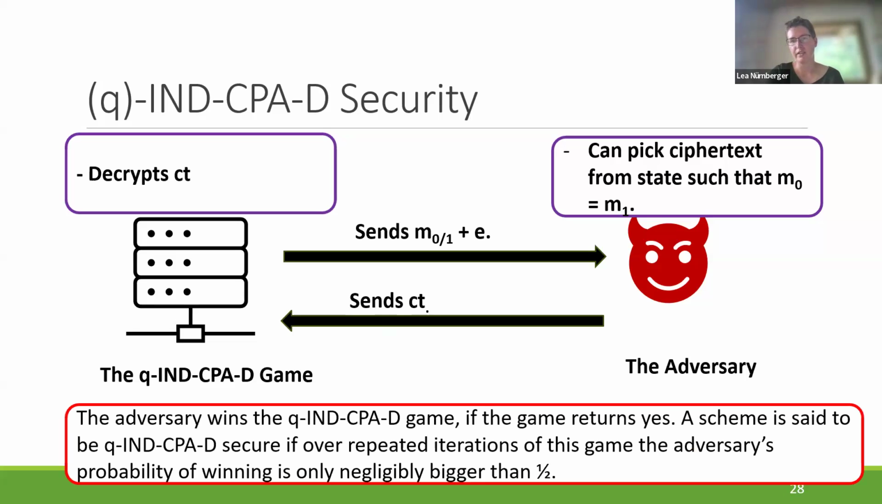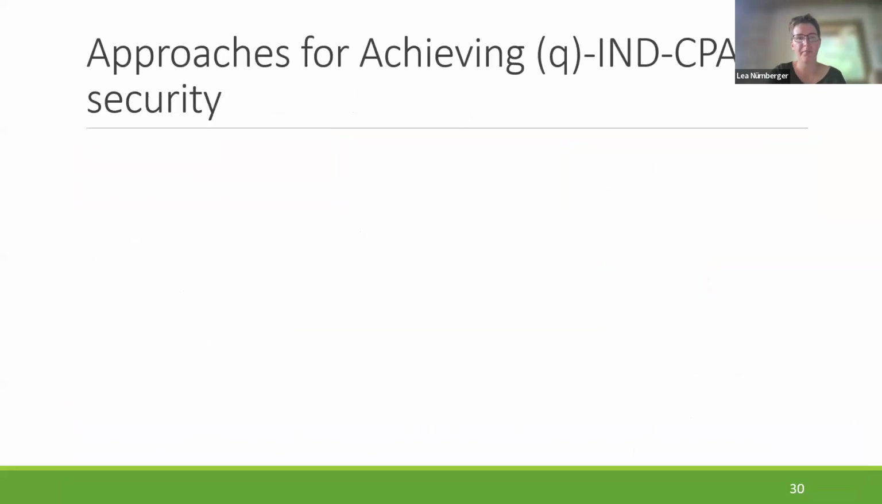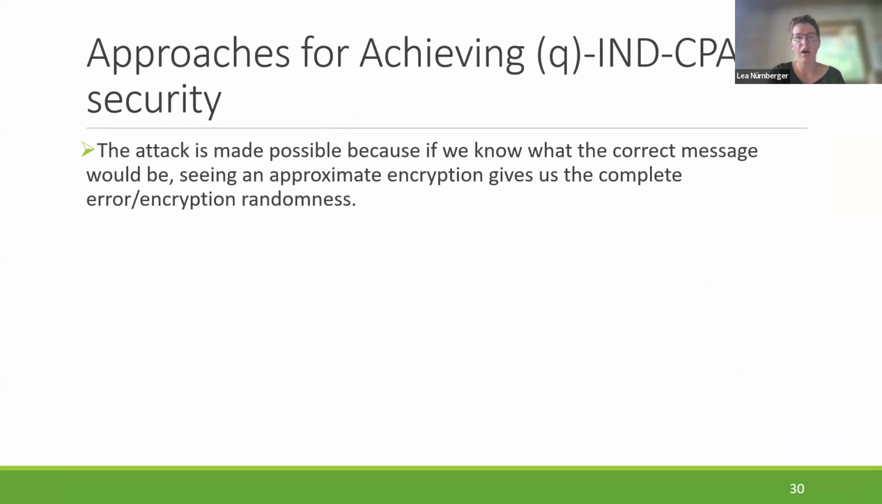But then, the same way, we say that the adversary wins the q-IND-CPA-D game if in the end it guesses the secret bit correctly, and the scheme is said to be q-IND-CPA-D secure if over repeated iterations of this game, the adversary's probability of winning is only negligibly bigger than 1/2. Now, in the original paper, Li and Micciancio proposed this q-IND-CPA-D notion, but they left it as an open problem how to actually achieve it.